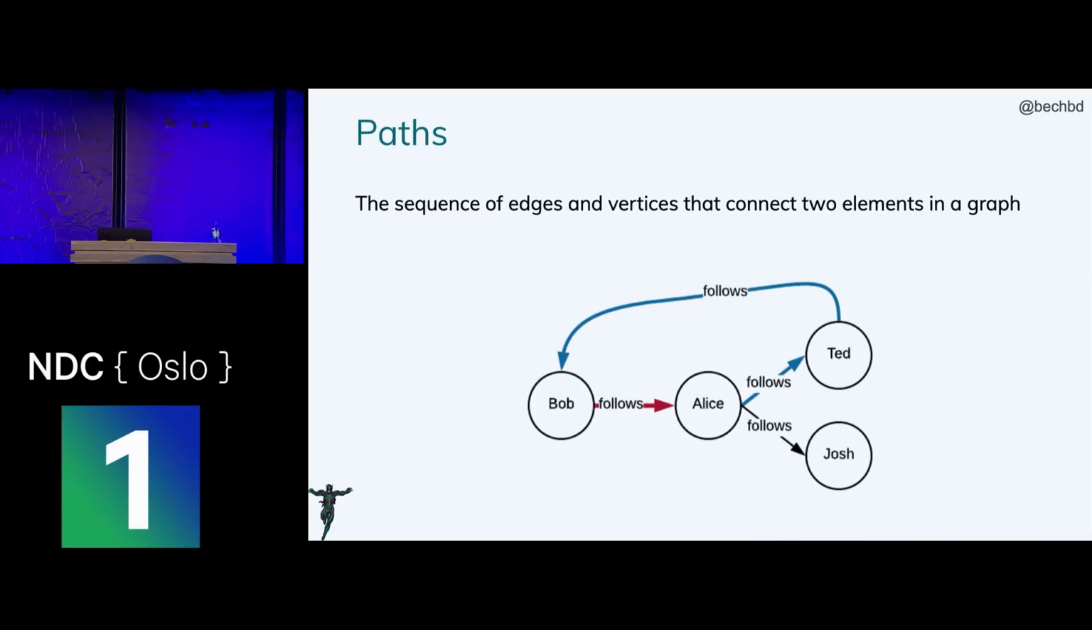The other one I wanted to talk about is an example of when you can do something in a graph database that's not easily done in others.